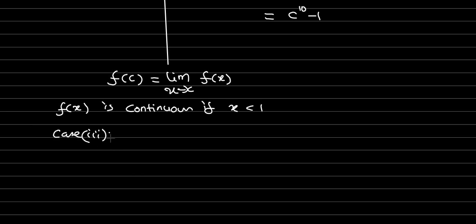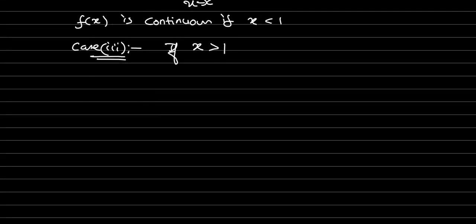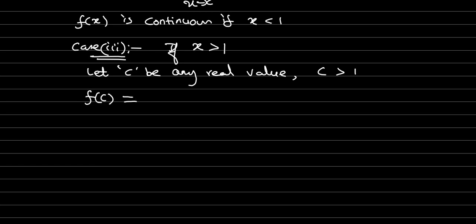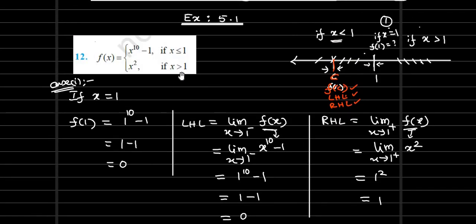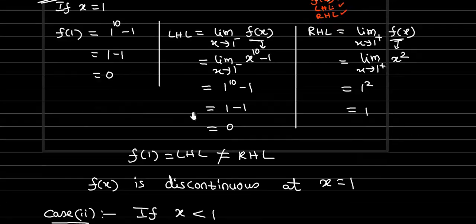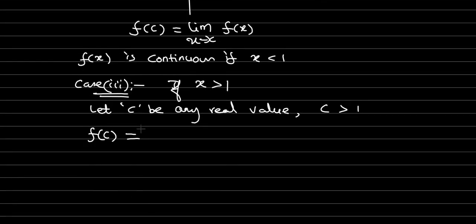So in case 3, if x is greater than 1, as usual infinite real values are there, so we have to take a common name. Let c be any real value. At the same time, c should be greater than 1. Now f of c. Greater than 1, so from the given we have to choose the suitable function. If it is greater than 1, we choose the second function, that is x square. Here the input is c, that means c square.